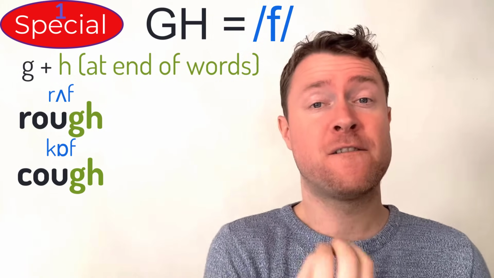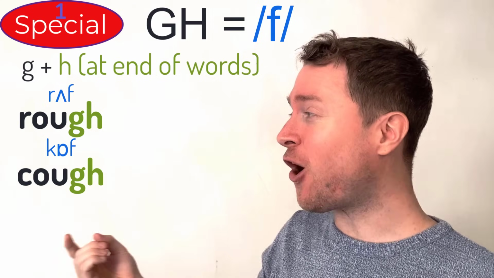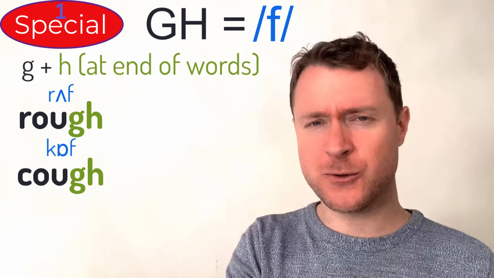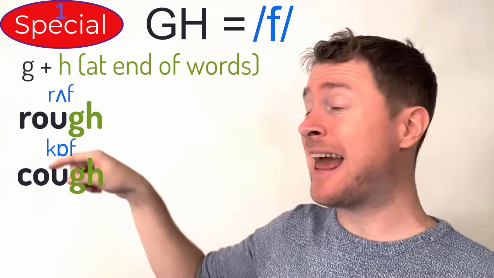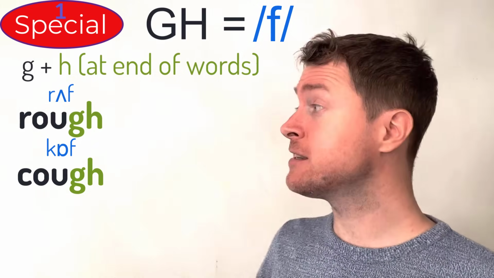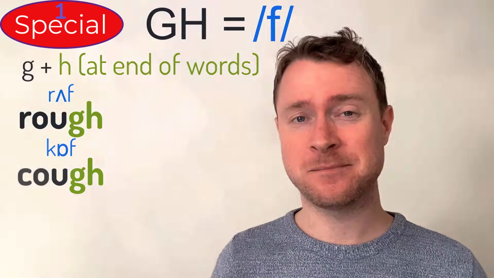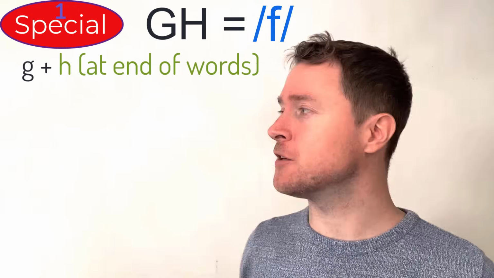They finish in an f sound. Cough, as in cough, cough. So sometimes G and H at the end of a word can be pronounced f, as in cough and rough, okay? So practice these words.